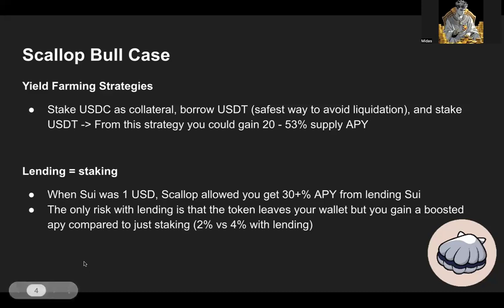And also, the APY will be changing every single day depending on the utilization rate, which is what is being supplied divided by how much is being borrowed of that particular token. If there's a high utilization rate, you get a higher APY, and vice versa, you get a lower APY if the utilization rate is lower.